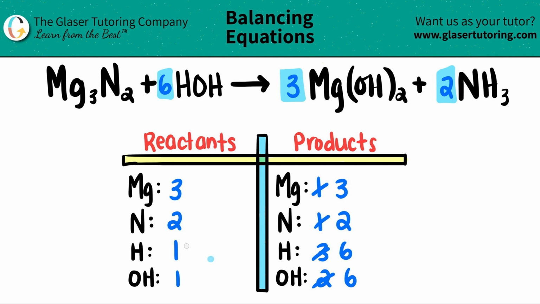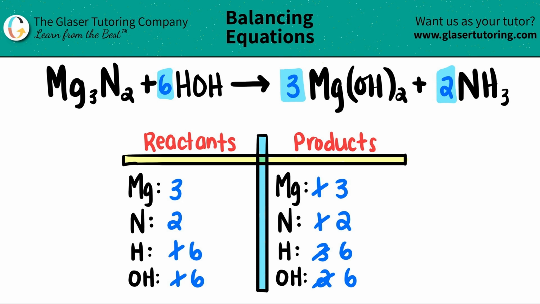But now you have to distribute it between the H and the OH. So I have 6 H's. Cool. And then I have 6 OHs. So now that turns into a 6. But by balancing the hydrogens, you balance the OHs. So we're good. We are balanced.